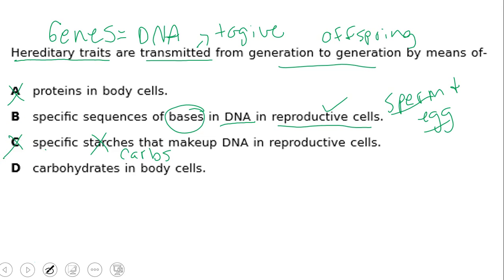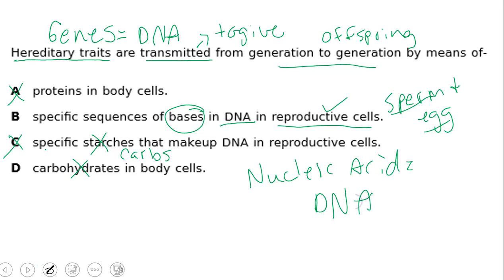And then D says carbohydrates in body cells. So again, we're not dealing with carbohydrates, we're dealing with nucleic acids, right? Because we talked about DNA. The N and the A stands for nucleic acids, and we know that DNA is made up of nitrogen bases. So A, C, and D are incorrect biomolecules. The best answer here would be B.